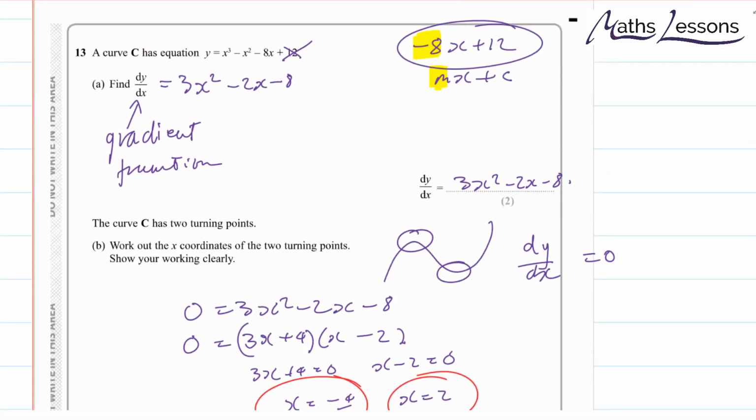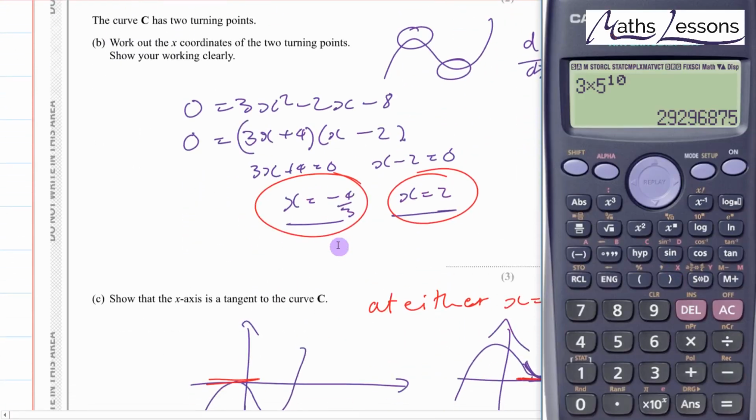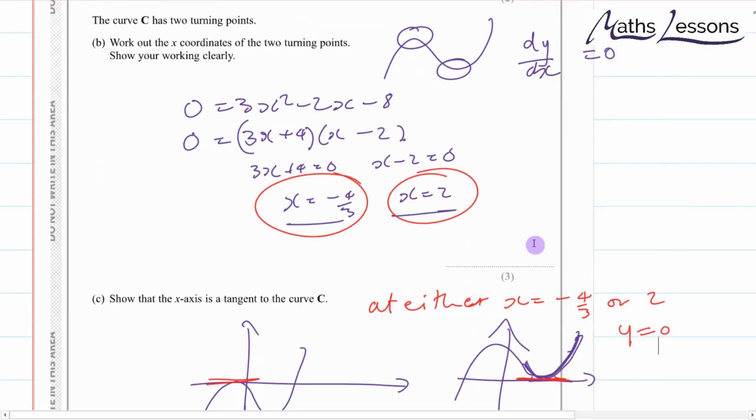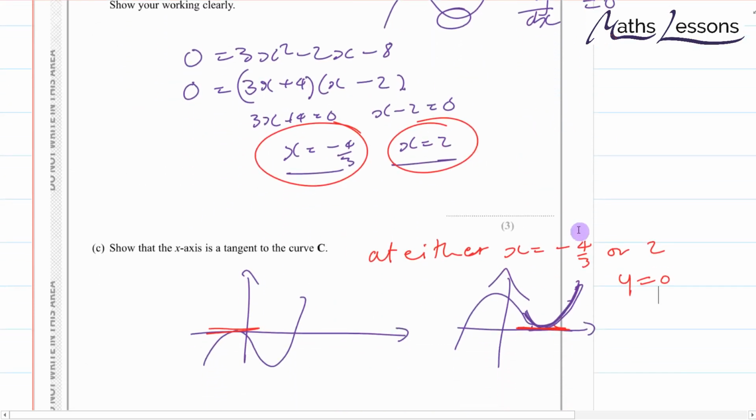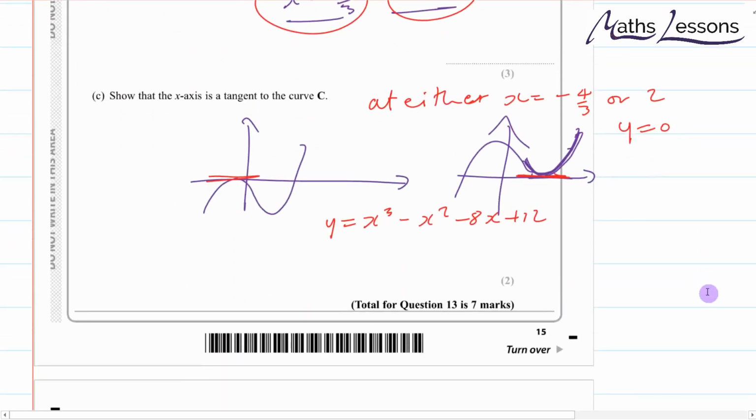So let's go and get a calculator. Well, let's just do 2. So I need to write down the equation. y equals x cubed minus x squared minus 8x, I think it was plus 12, wasn't it? Yep. So I need to put these numbers in. So x equals 2. Let's do the 2 one first. That makes it nicer, and hopefully that'll be the right answer. So we get y equals 2 cubed minus 2 squared minus 8 times 2 plus 12.